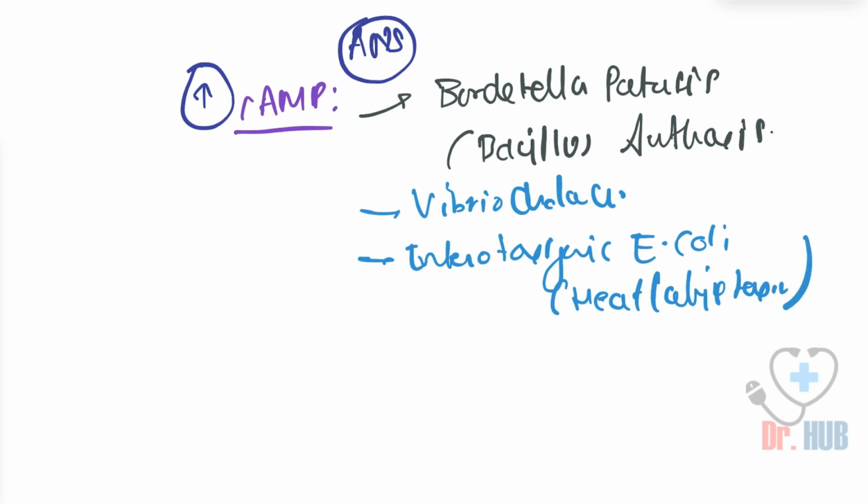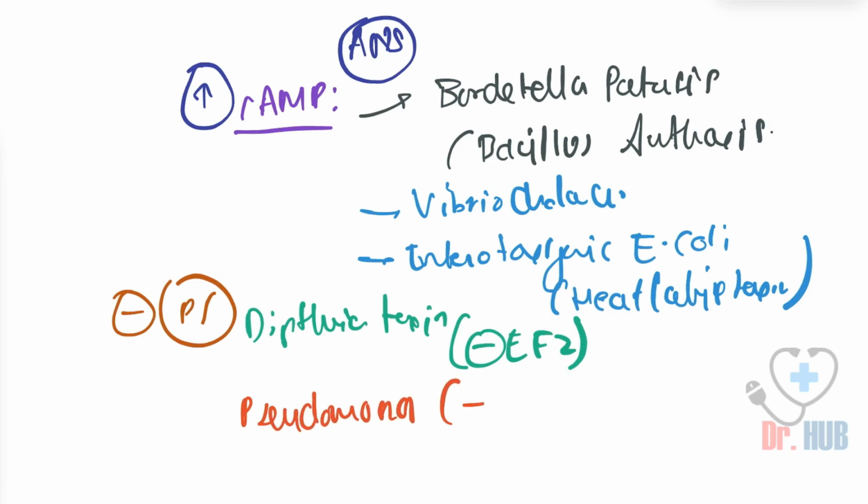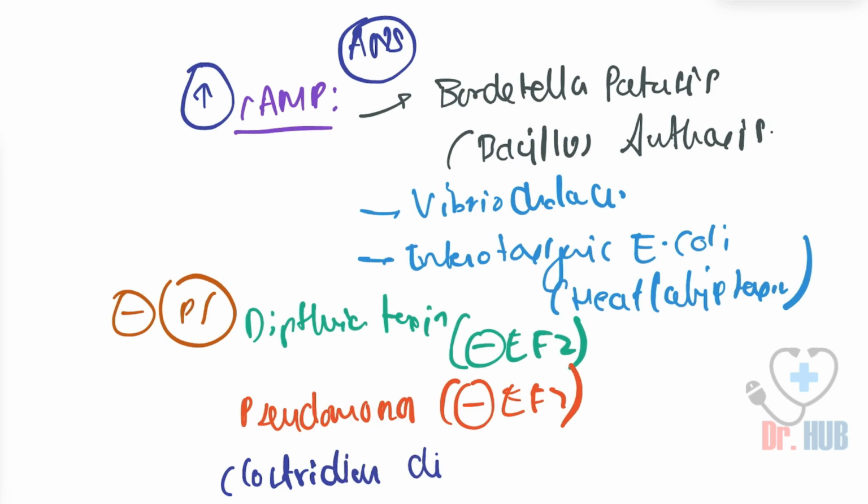Now the next question we asked was the inhibition of the protein synthesis. This includes the diphtheria toxin, which inhibits the elongation factor 2. And then we also have the Pseudomonas, which has a similar role, that is, it inhibits the elongation factor 2. Then comes the Clostridium difficile.